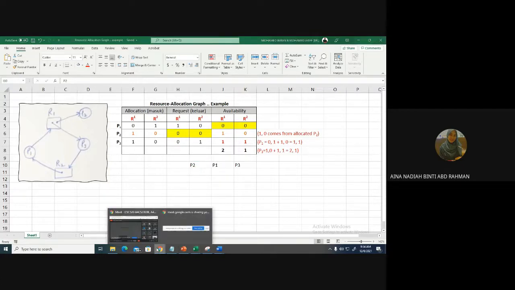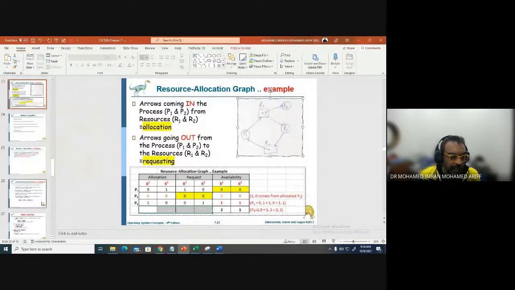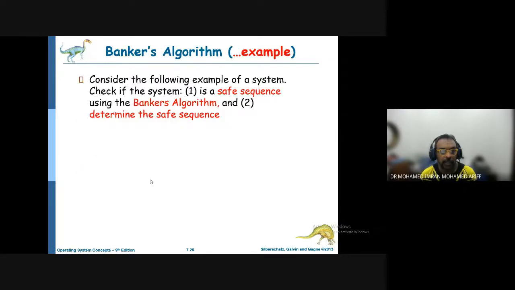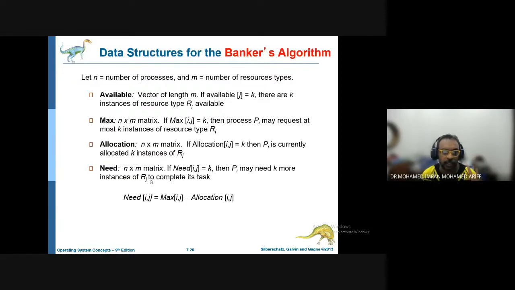So keep this. Okay. Next, we move on into another algorithm, which is called the Banker's algorithm. Almost the same. Okay, Banker's algorithm. You can refer to this YouTube. I will put it in my slides. This is where I get the examples from. Okay. So Banker's algorithm, you have to check for something. You have to check the safe sequence. What is the safe sequence, and make sure this safe sequence is working. Okay, dia ada dua condition kita kena fulfill.